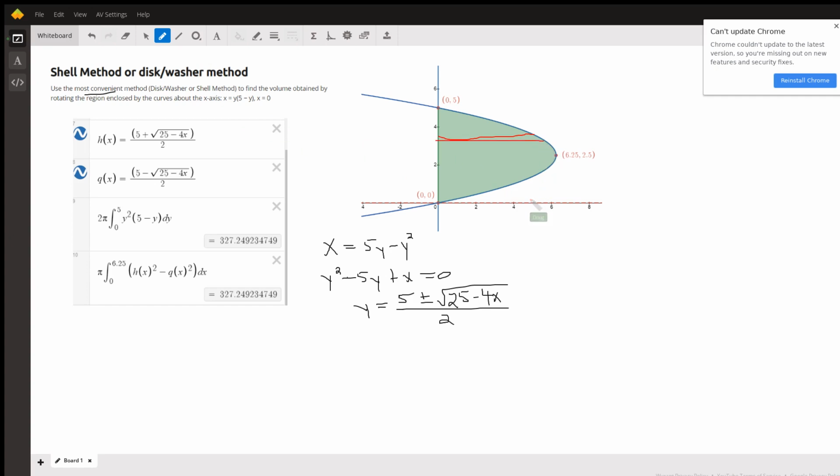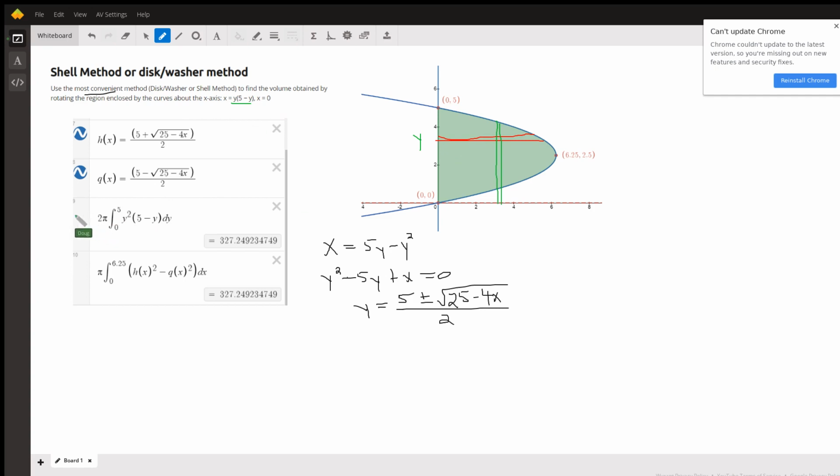If we were going to use the washer method, we would want the typical rectangle to be perpendicular to the axis of revolution. So if we're going to use the shell method, we already have an expression for this horizontal distance, which is the height of the shell, in terms of y, right here. This x distance is y times the quantity 5 minus y.